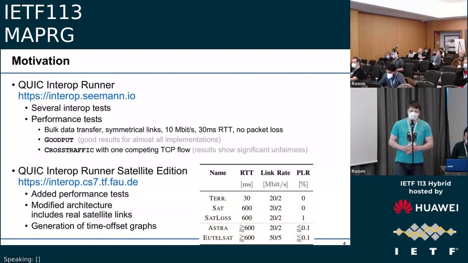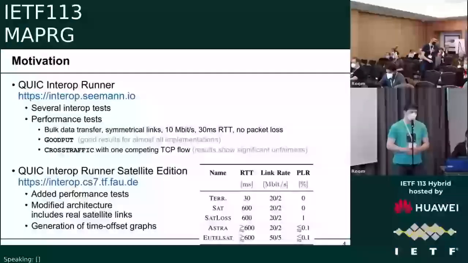So what we basically did is add satellite-related performance tests, shown in the table at the bottom right. First, the terrestrial scenario is very similar to the goodput scenario, except that we use a link rate of 20 megabit per second in the forward link and 2 megabit per second in the return link as a baseline for most of our scenarios.